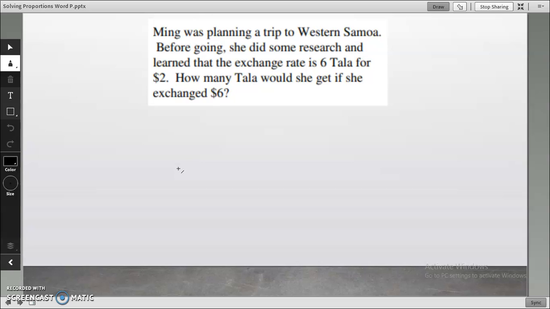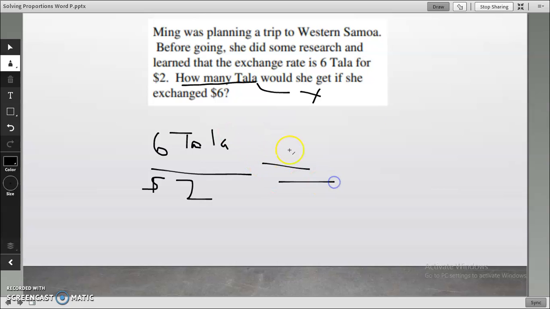All right, it says Ming was planning a trip to Western Samoa. Before going, she did some research and learned that the exchange rate is 6 tala for $2. I'm not sure if I'm saying that right. How many tala would she get if she exchanged $6? All right, so we have a proportion, we have 2 values. We want to know how much, right? So how many tala? That is my x. That's what I'm looking for. So I'm going to put the exchange right here. So that's 6 tala for $2. And it's proportional, right? I want to know how many tala she's getting for $6.